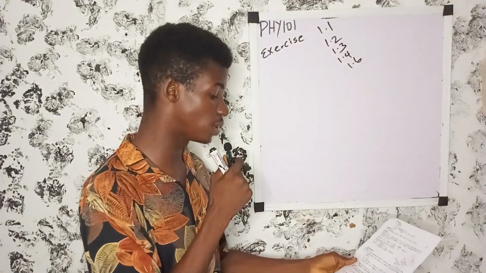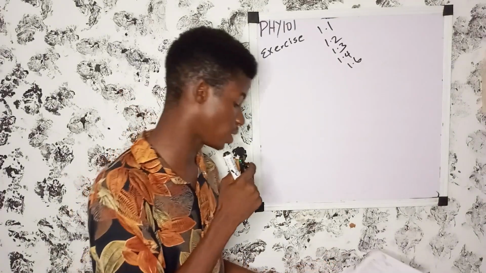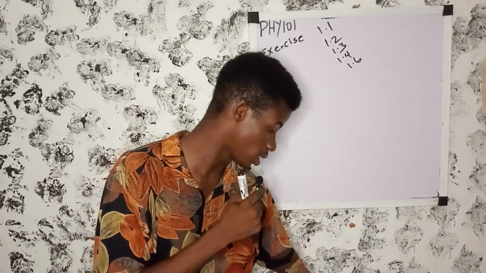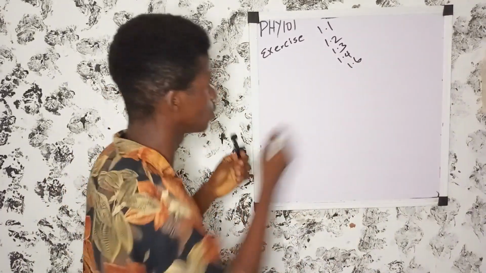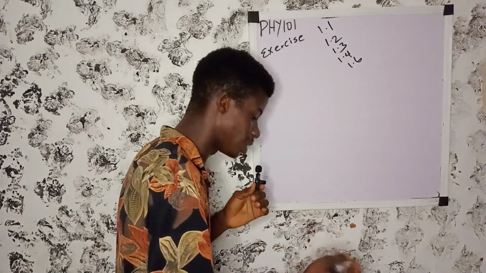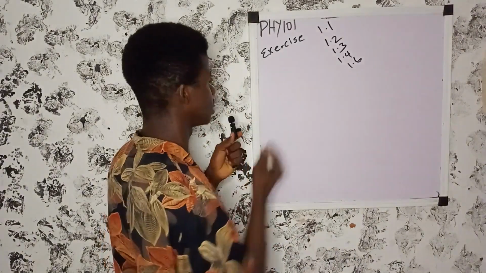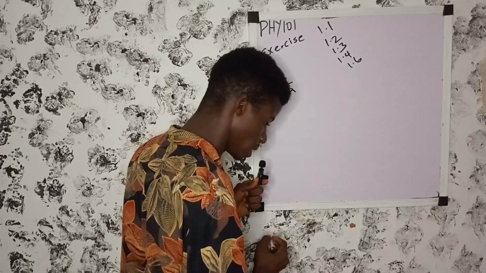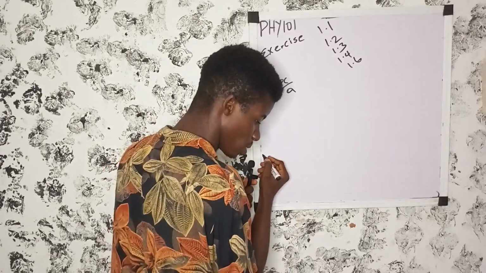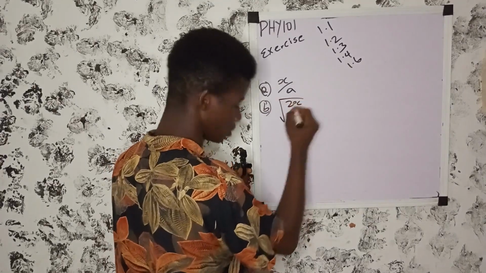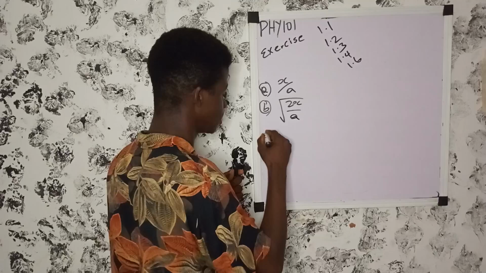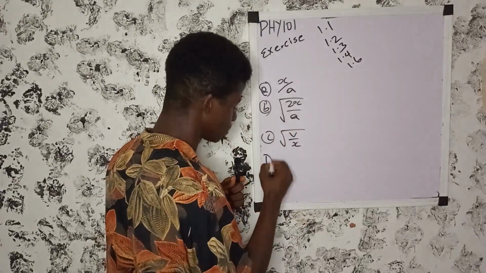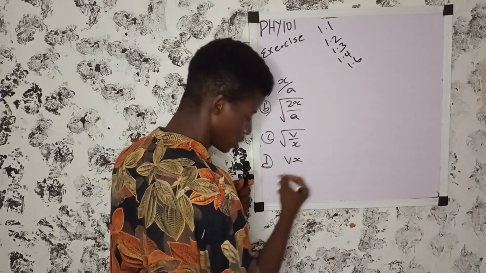Which of the following has the same dimension as time? Go to your textbook, then open to the exercise. Go to exercise 1.6. They said, which one of the following has the same dimension as time? A equals A x over A, then B root 2x over A, C root V over x, then D, V times x, then E, X A.